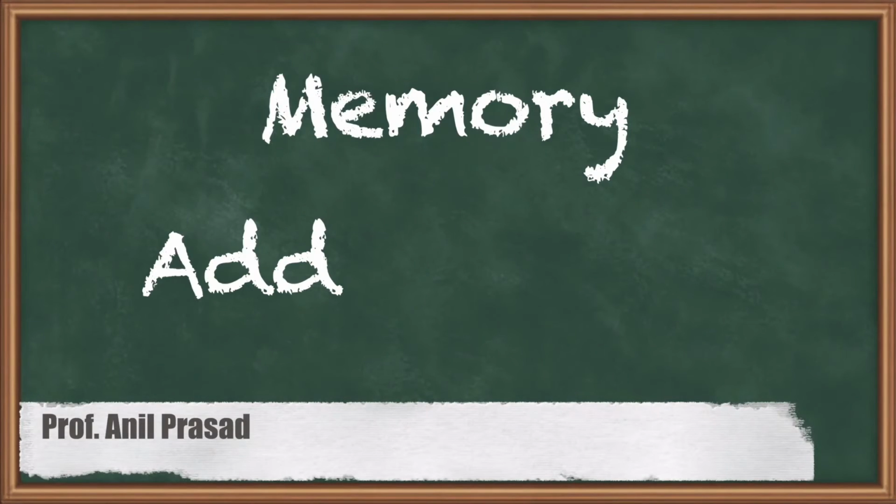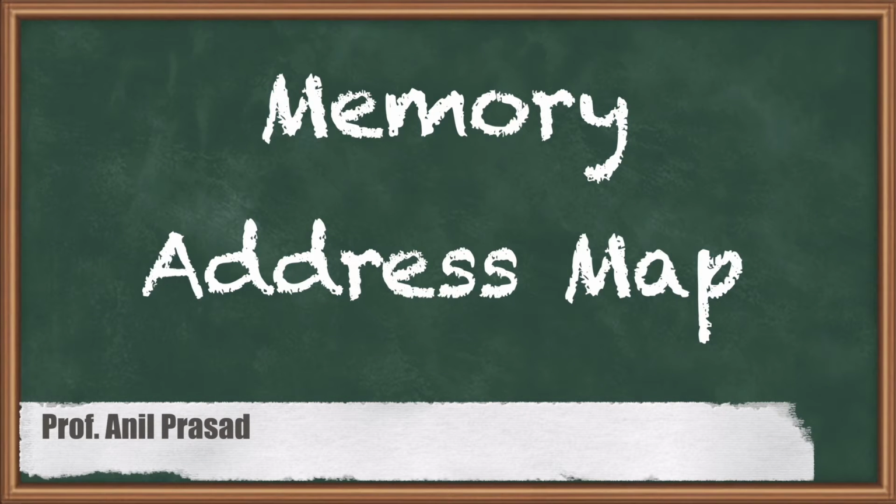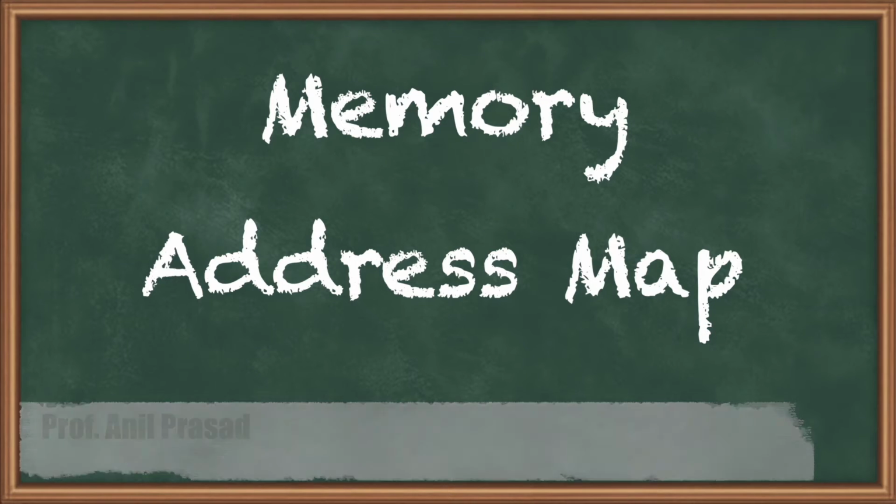Hello everyone. In this session, let us understand. Now let us discuss a process in which the CPU is going to select exactly only one RAM chip from the available chips. This is called memory address mapping. Let us have a look at it.